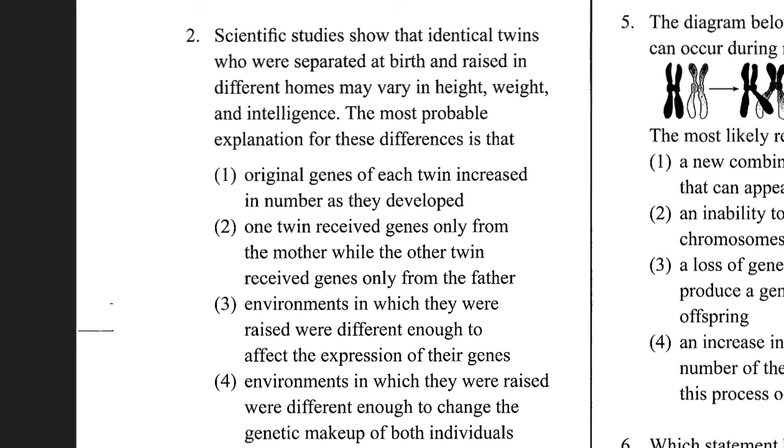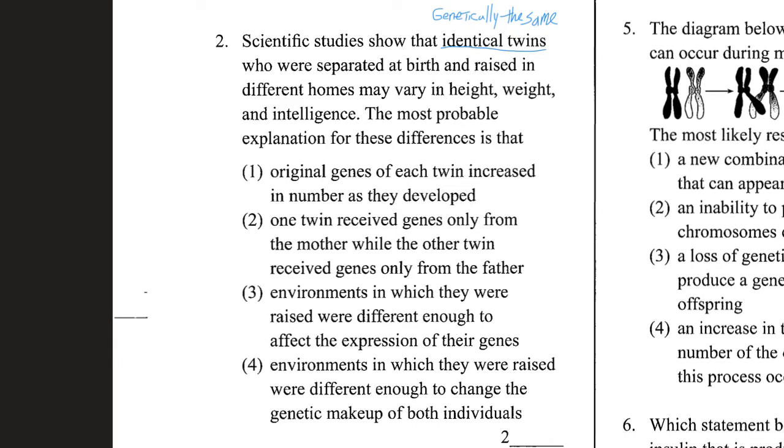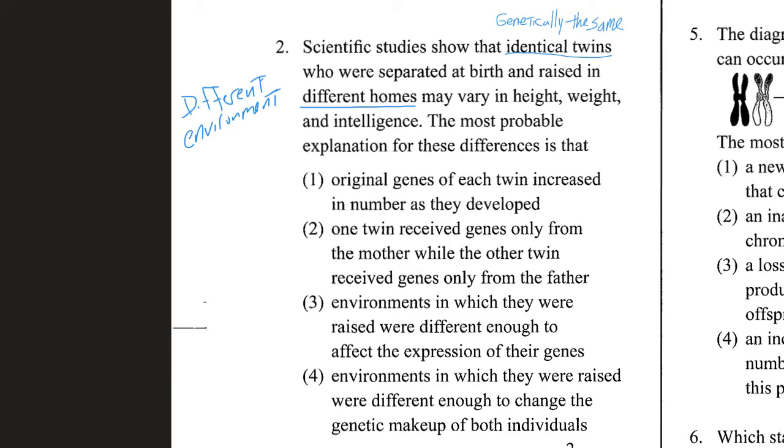So again, before we read the options, we want to decode and figure out what we know about the question. When we're looking at identical twins, we know that they're going to be genetically the same. And if those twins are genetically the same, they should have the same height, weight, and intelligence if they were raised in the same environment. However, we see that they were raised in different homes. Different homes means that their environment was different. We remember from the reading in the notes that environment can affect gene expression. Let's read through the options.